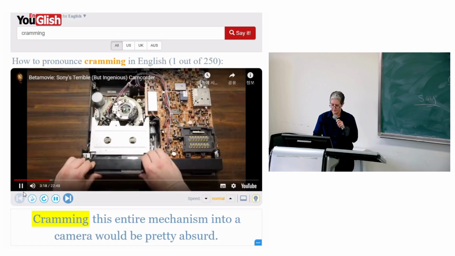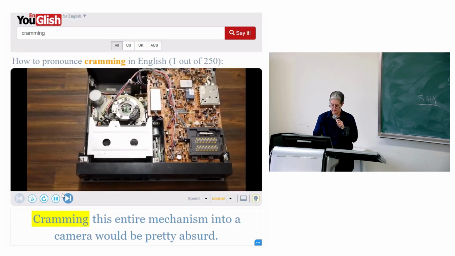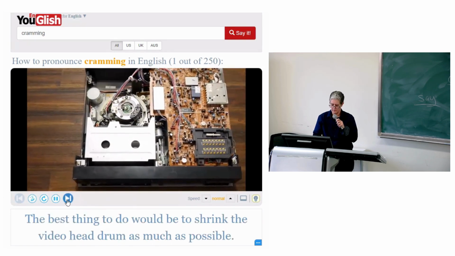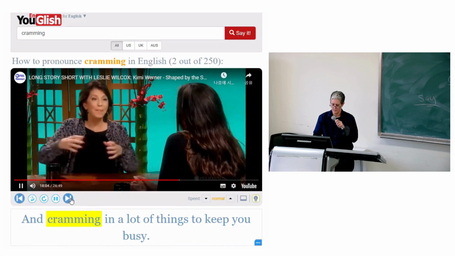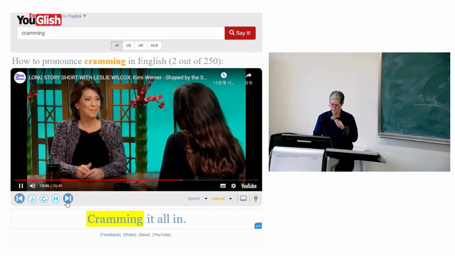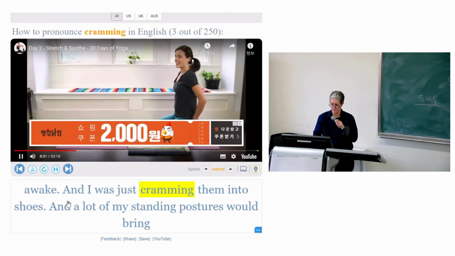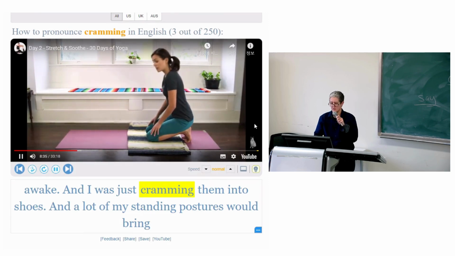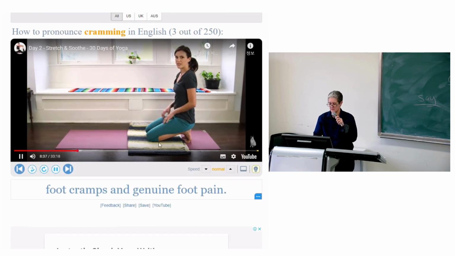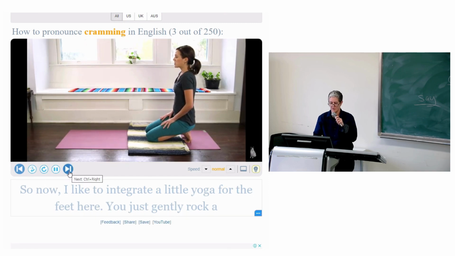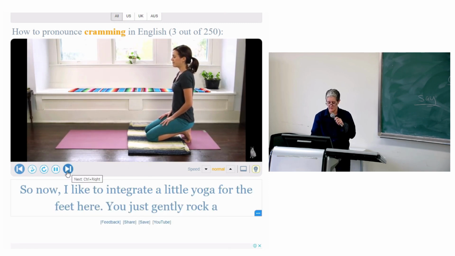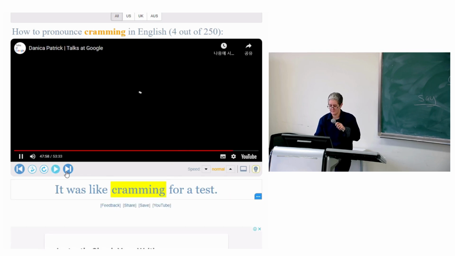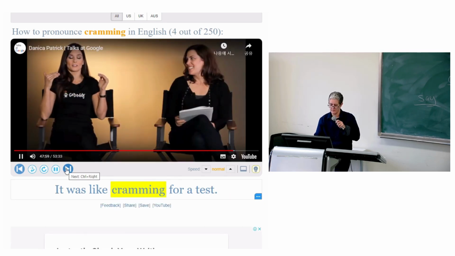Cramming this entire mechanism into a camera would be pretty absurd. The best thing to do would be cramming in a lot of things. Cramming it to all keep you busy. Not alive and not awake, and I was just cramming them into shoes, and a lot of my standing postures would bring foot cramps and genuine foot pain. She's now fantastic. If you like yoga, check out her videos. It was like cramming for a test.